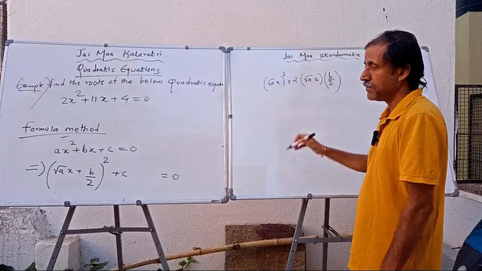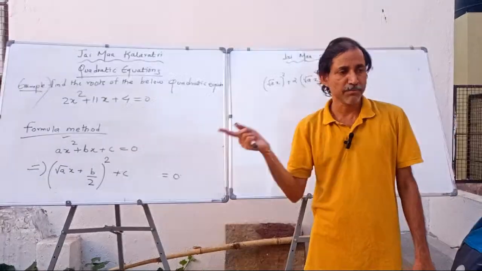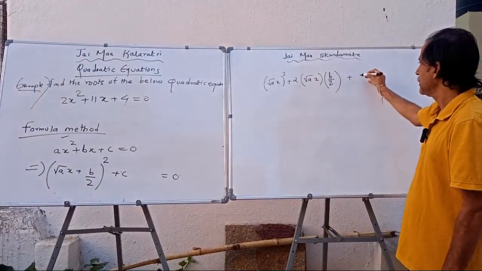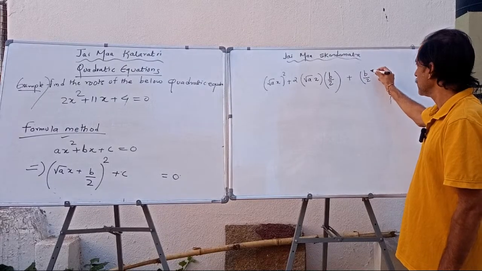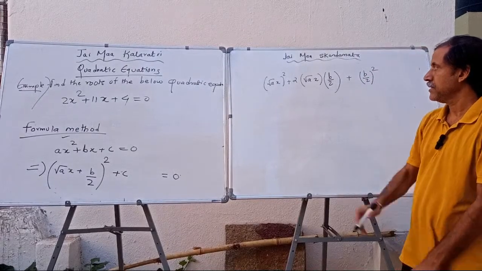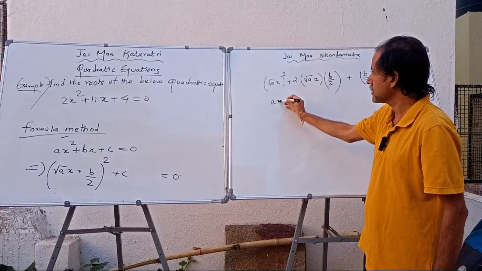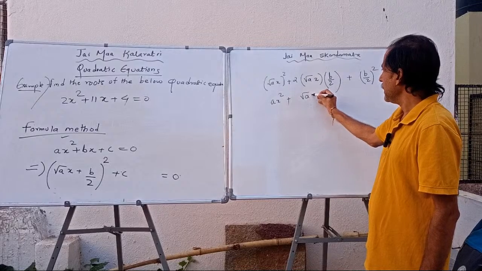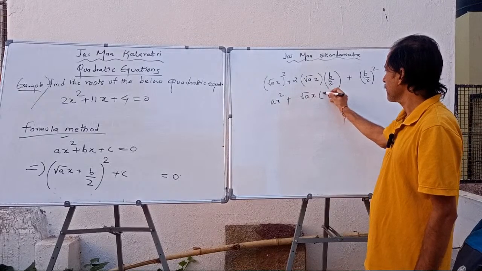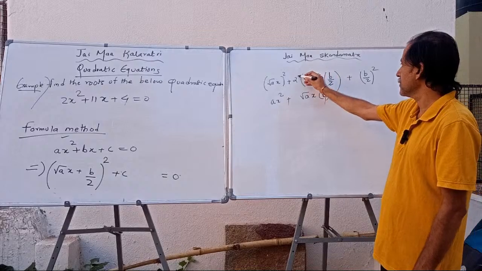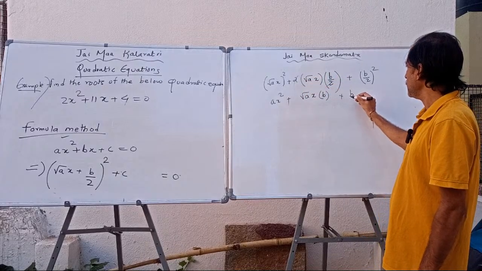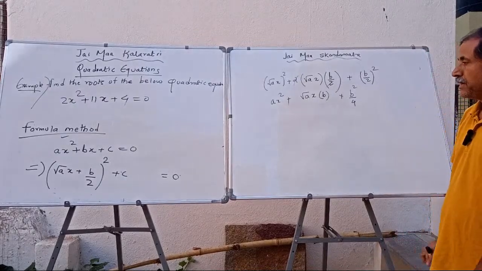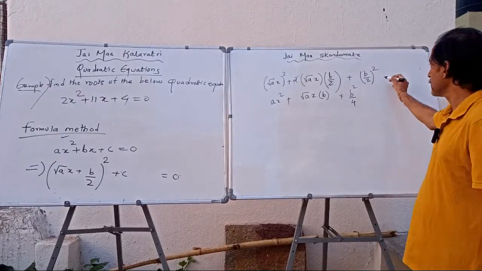The formula: a plus b the whole square is a square plus 2ab plus b square, that formula it is. Plus b by 2 the whole square. This is what I am getting. So this is nothing but ax square plus root ax b, plus b square by 4. When I open this, now plus c also is there.